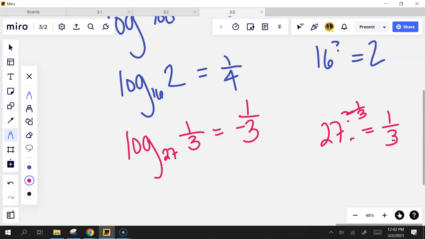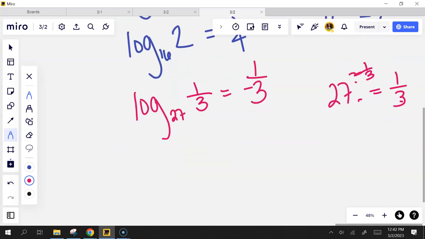I'm sorry, this one was hard. It's negative 1/3 because I have to do the cube root of 27 and I have to flip it. I have to do both. That's what I get for going off script.